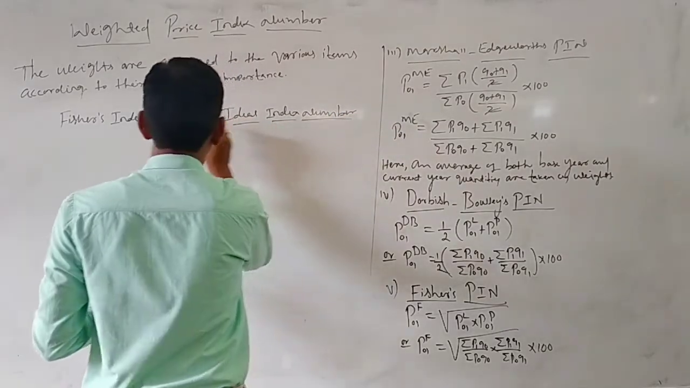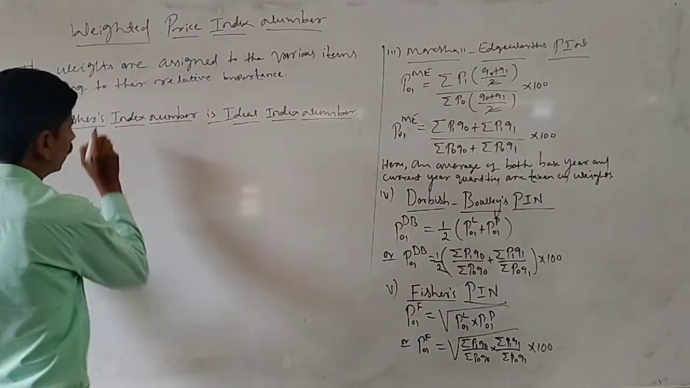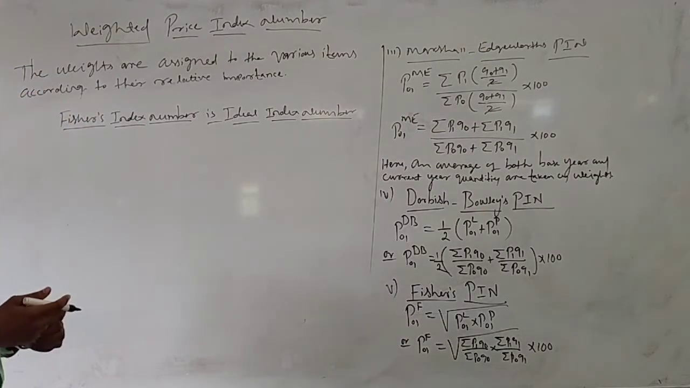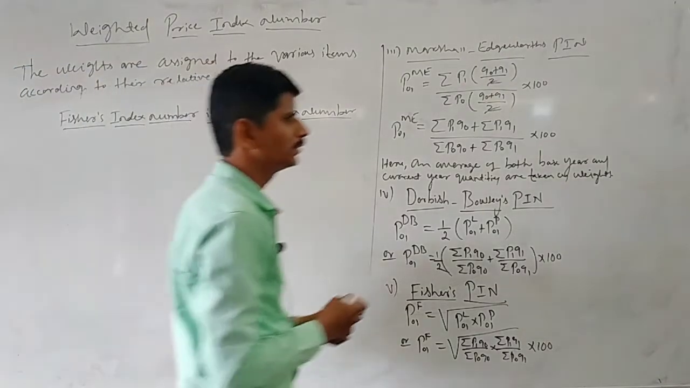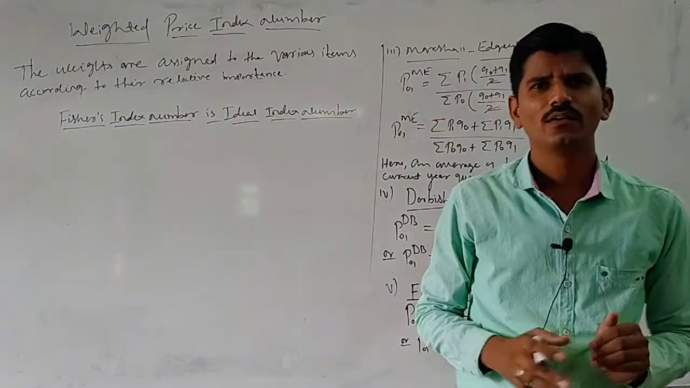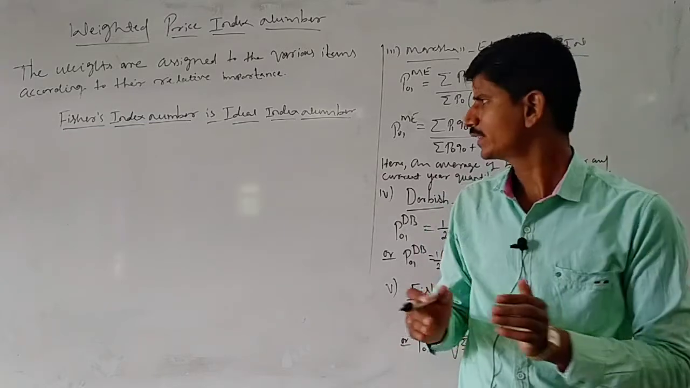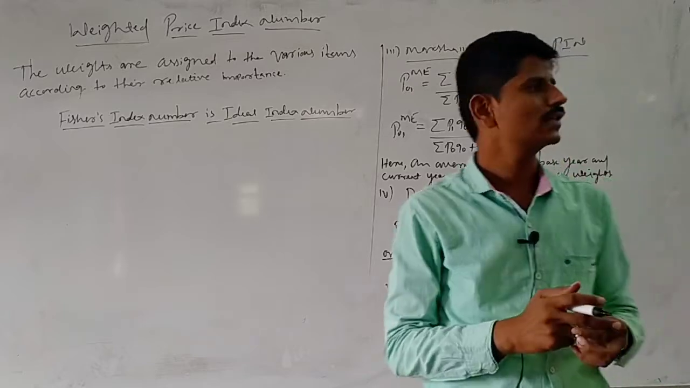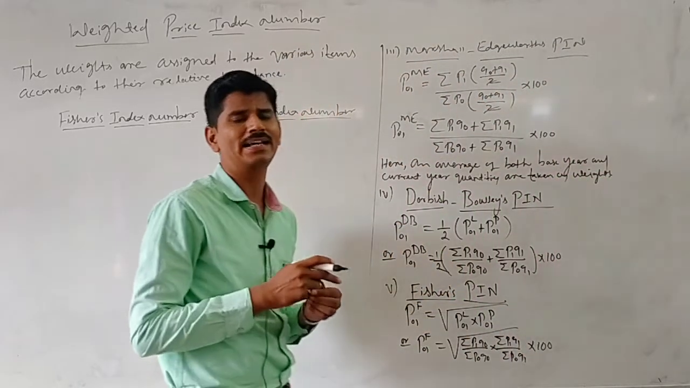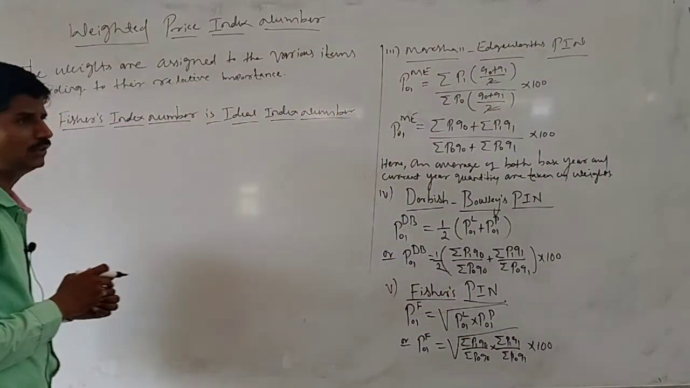Here the term ideal means what? Good. Here the Fisher's index number is called ideal, that is, good index number. It is a 2 marks question, very important. Why is Fisher's index number called an ideal index number? It is a 2 marks question.